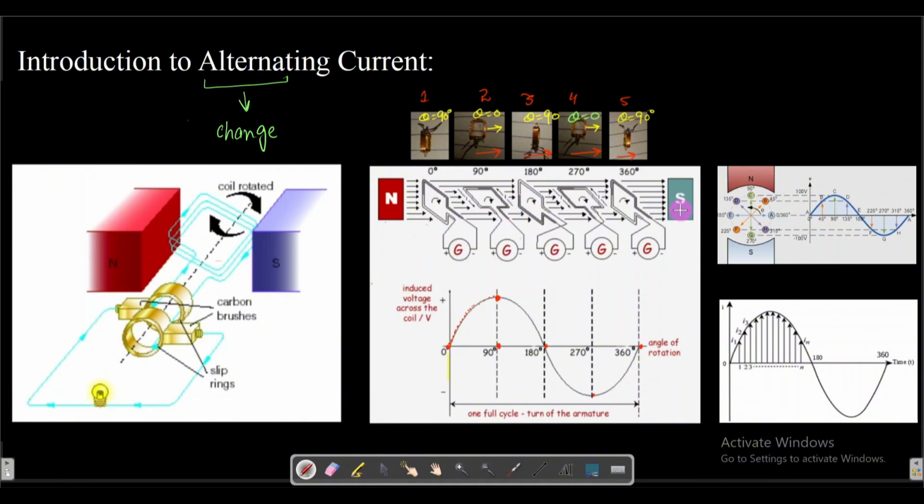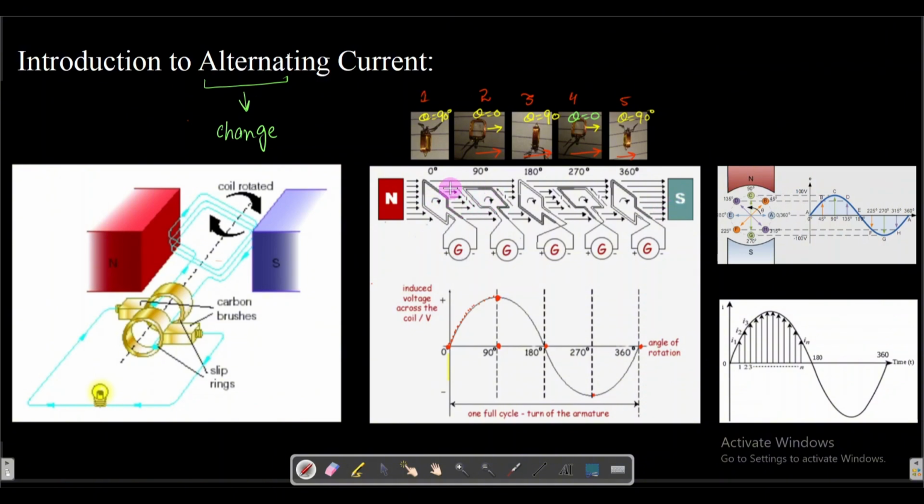Okay, so we have that same scenario, and we are going to see how this AC current is produced. So this is the north pole of the magnet, and this is the south pole of the magnet. The magnetic field lines are originating from the north and terminating on the south.